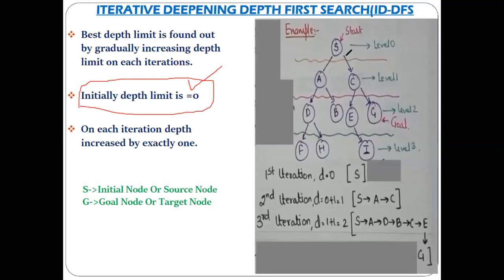All of you got the point. Initially the depth limit is zero. It means that according to this given depth limit, the AI agent can only search up to this point. Correct or not? Yes. So he will push S on the stack, and he will find that no, S is not the goal node that he wants to reach. So on the next iteration, the depth limit is increased by exactly one.